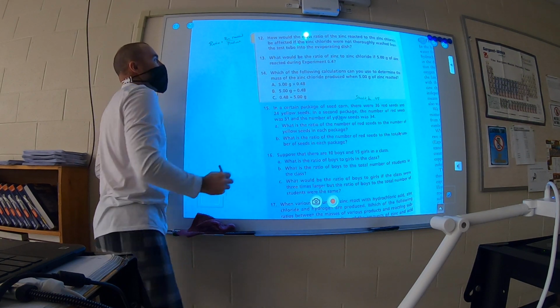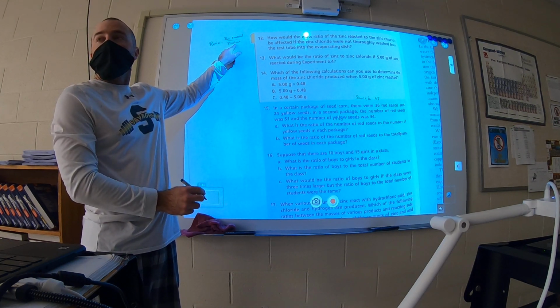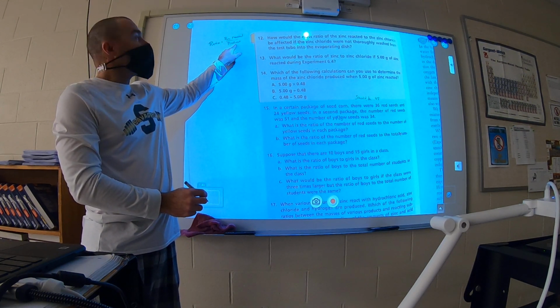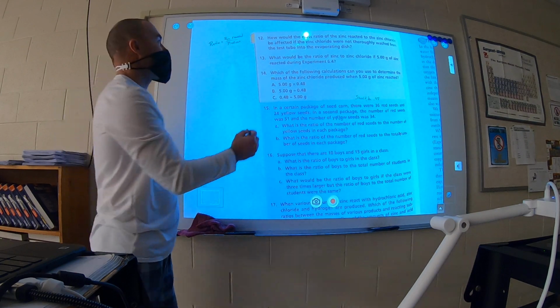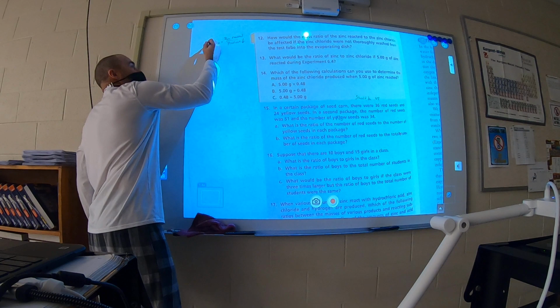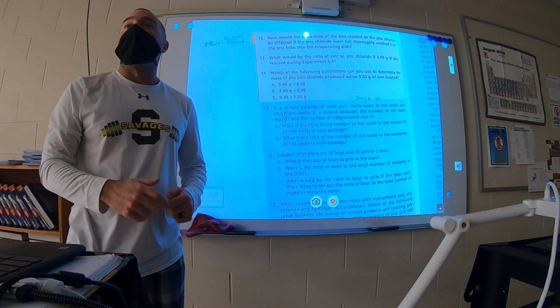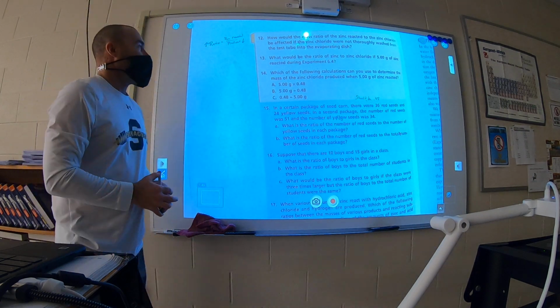If it wasn't thoroughly washed, what's it going to do to the amount of product we have? Make it less or make it more? Less, because you didn't get it all out, right? So you're going to have less product, and this is going to be what to your ratio? Increase. It's going to increase it. So number 12, that could be a reason why the ratio was above 0.48.